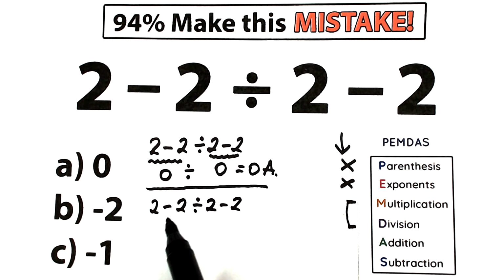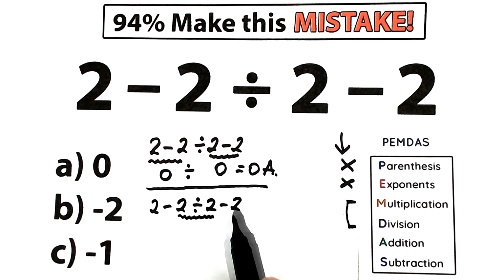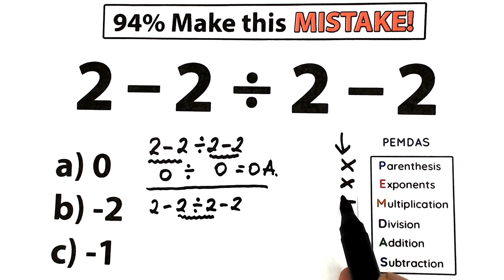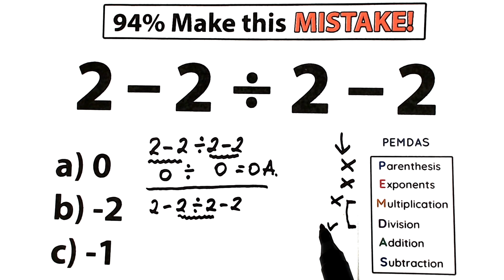So we have 2 minus 2. We are not interested in this because this is subtraction. So we have division, so we are interested in this. Yeah, we have division, and then we have subtraction. So only in this group we have only the division sign. So we don't have any multiplication sign, but we have this division sign.